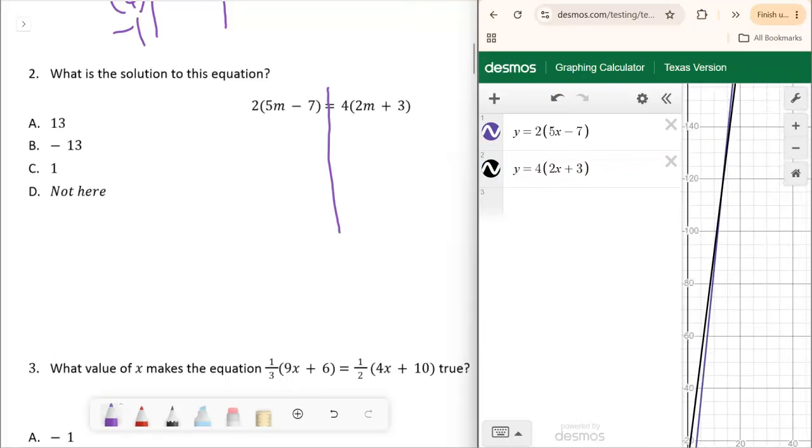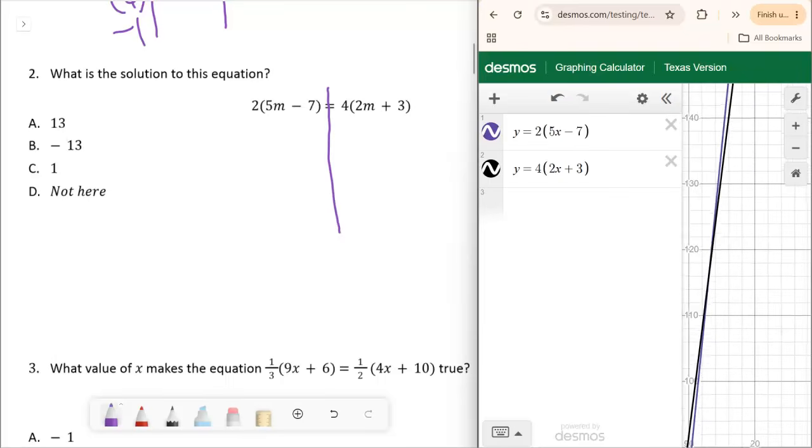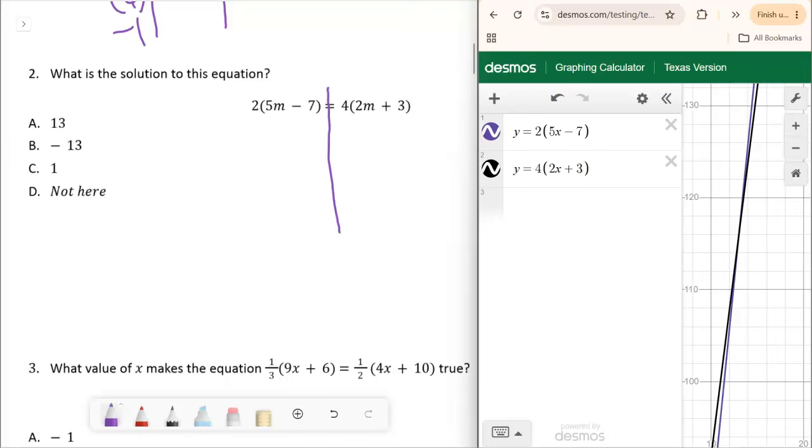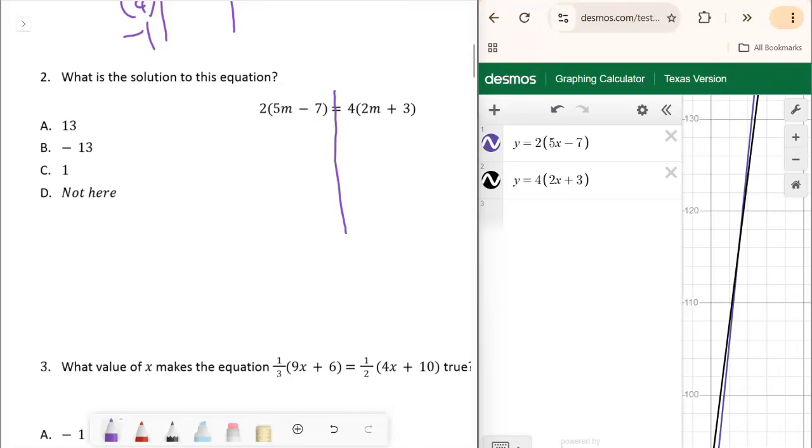Okay, if you have to zoom out. And then make sure that you click where they cross. If we do it by hand, the first step is to distribute. So I must distribute these two and these two. When you distribute, you are multiplying.